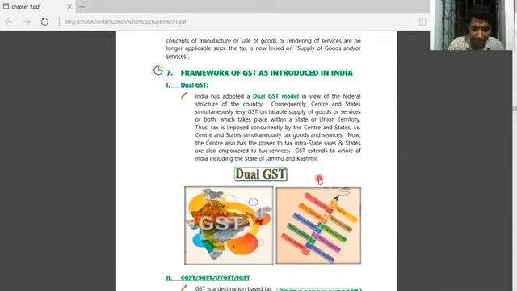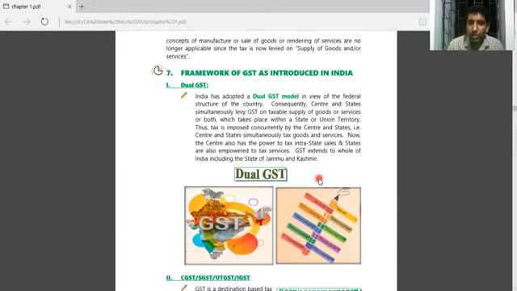Nothing will be with state government. Now VAT is levied exclusively by state government. Whatever amount is collected as VAT will be remitted to the state government only. So some taxes are paid to central government and some taxes are paid to state government. So the majority of the taxes went to the central government and few went to the state government. State government received very little revenue.